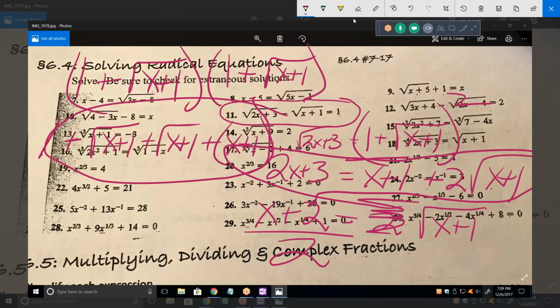Square both sides. Good. So on the right side, we're going to have x plus 1. And on the left side, we got (x plus 2 over 2) squared.